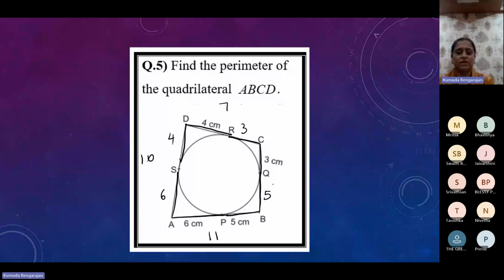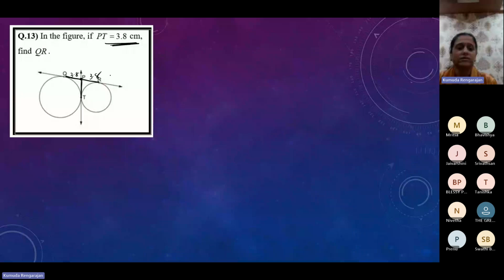P is an external point, so PQ is equal to PT. Tangents from an external point of the circle are equal. PT is equal to PR. Now PT is given as 3.8, so PQ is 3.8. This is also 3.8. So QR is equal to 7.6.